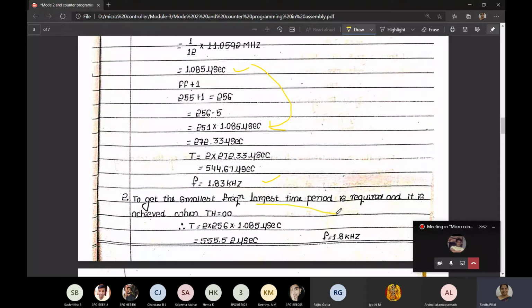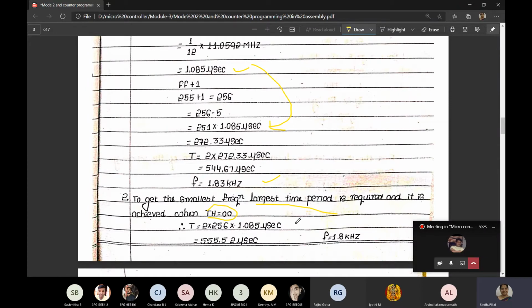Next question: to get the smallest frequency, there should be the largest time period, because frequency and time period are inversely proportional. So the largest time period is required, and it is achieved when TH is 00. When TH is 00, the maximum count will be taken, or the maximum time period will happen. So T is equal to 2 into 256 into 1.085 microseconds. So you'll get 555.5 microseconds. The frequency is the inverse of this, 1.8 kilohertz.